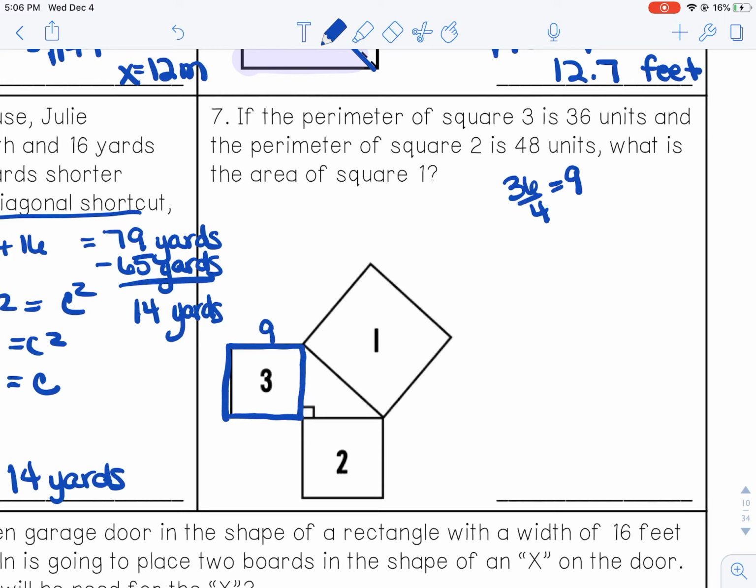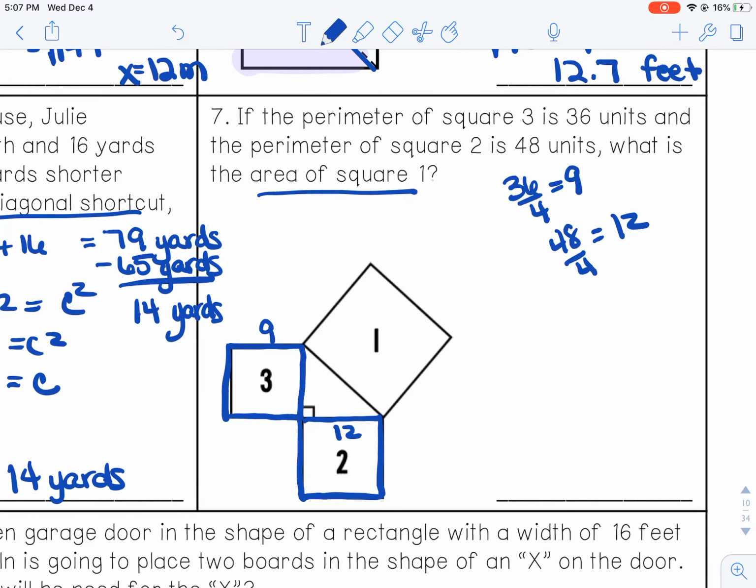The perimeter of square 2 is 48, so all the way around would equal 48. So how much is one side? I'm going to take 48, divide that by 4, and I'll get 12. So over here, this distance is 12. And then it wants to know what's the area of square 1.